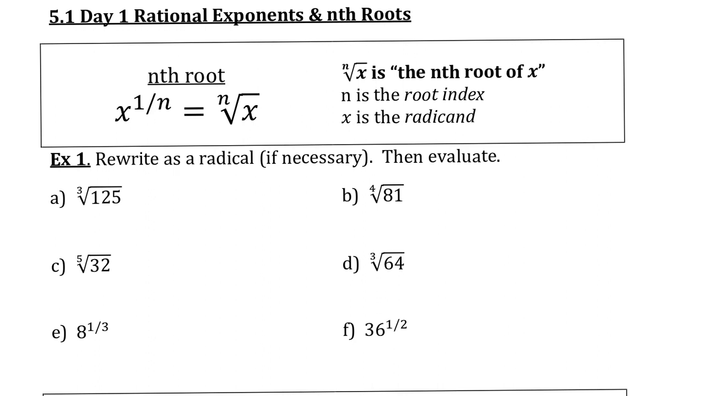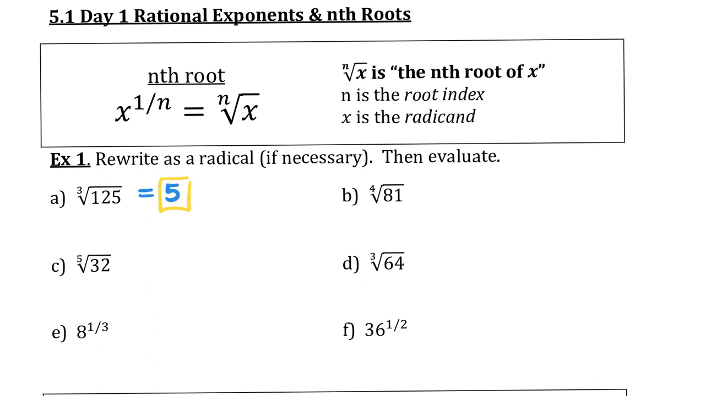Okay, we're going to evaluate these radicals. We will rewrite them as radicals if necessary, but we're also going to learn about nth roots. So if I look at A, it says the third root of 125. If you're doing a square root, you're thinking about what you square to get the radicand. If we're doing a third root, we're thinking of what we cube, or raise to the third, to get 125. I'm going to tell you the answer and then I'm going to show you why. The third root of 125 is 5.